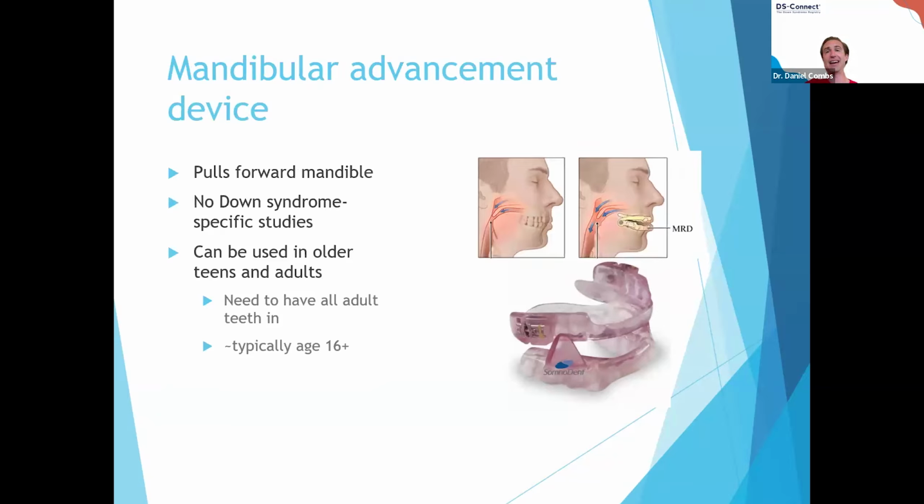You really can't do that past your teenage years because your bones are more or less set in place. Mandibular advancement device is the dental option for adults. This pulls your lower jaw forward. This works reasonably well if you're not overweight and you have mild to moderate sleep apnea as an adult without Down syndrome. There are no Down syndrome studies that I've seen for these devices. I've used them in clinic a few times. You need to have all of your adult teeth in, so typically you need to be age 16 or older. So this can be used for older teenagers and adults.